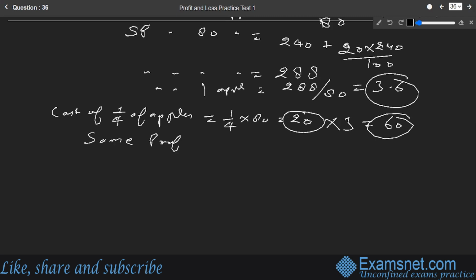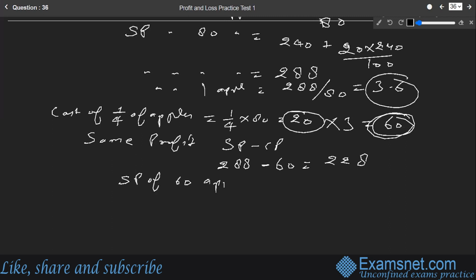That same profit can be calculated by subtracting SP minus CP, which is nothing but 288 minus 60, because 60 is how much of the apples have been already sold. So 288 minus 60, this is what you are supposed to do, which comes out to be 228. So what is this 228? It is the selling price of those 60 apples that are left out, because 20 have been given away. So the selling price of those 60 apples should be 228, because the profit should be earned as 288 only.